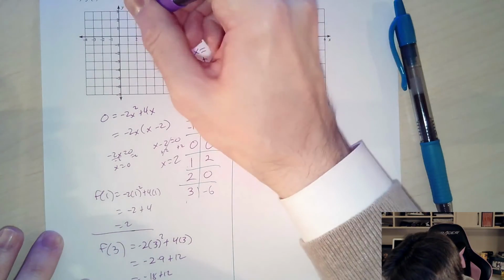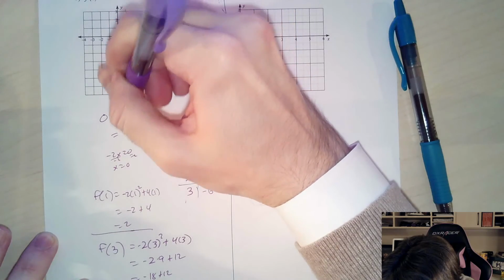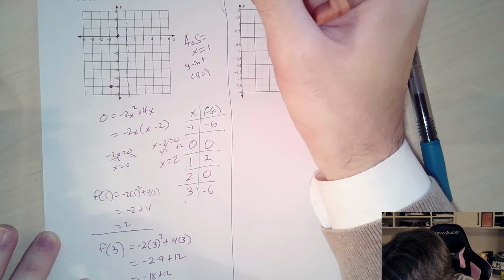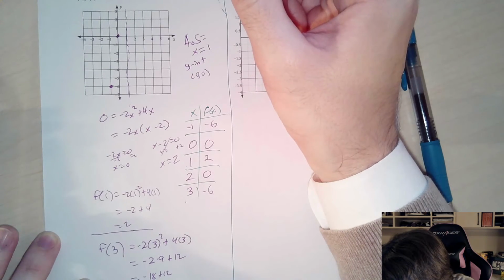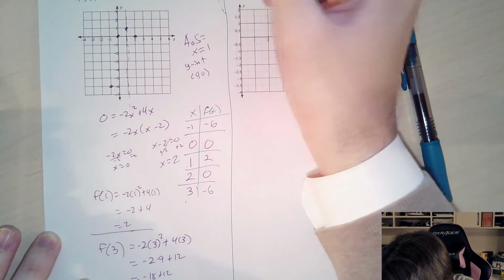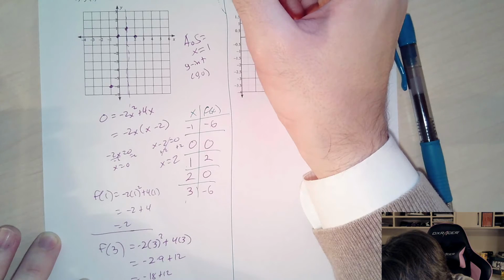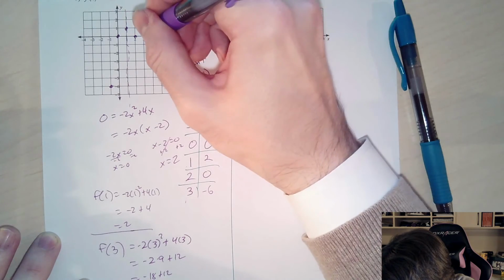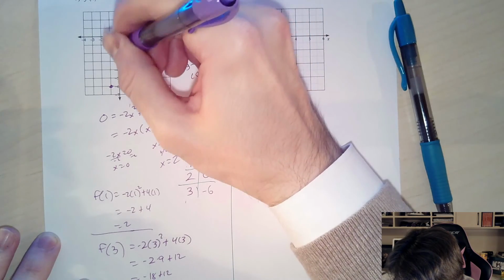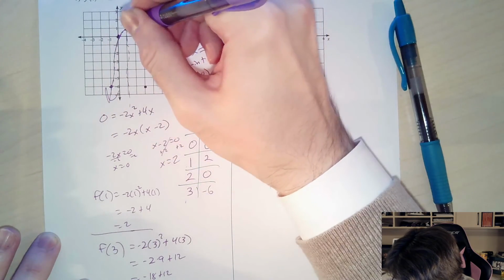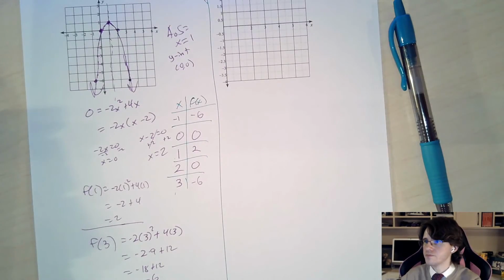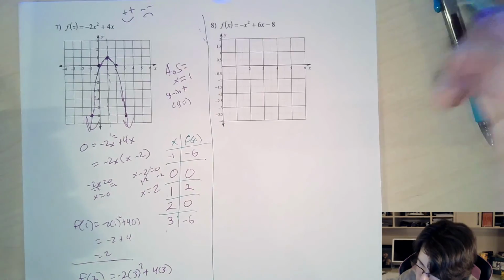So we have our axis of symmetry at x equal 1. We got 0, 0. We have negative 1, negative 6. We have 1, 2. We have 2, 0. We got 3, negative 6. There we go. Beautiful. Last problem of the night. Let's do it. Same idea.